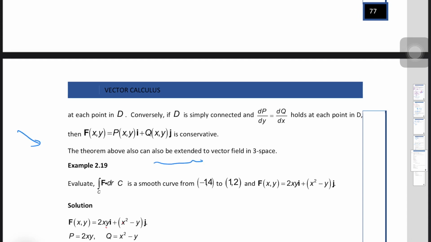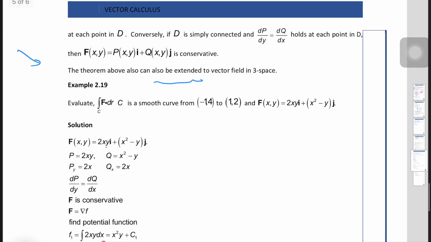Okay. Example 2.19. Evaluate the integral of F dot dr. Okay, and C is a smooth curve from (-1,4) to (1,2), and F(x,y) equal to 2xyi plus (x square minus y)j. Jadi the question asks to find the work done. So ini adalah dia punya initial and terminal point. Ini adalah F ni lah. Okay, jadi solution dia apa yang kita buat?